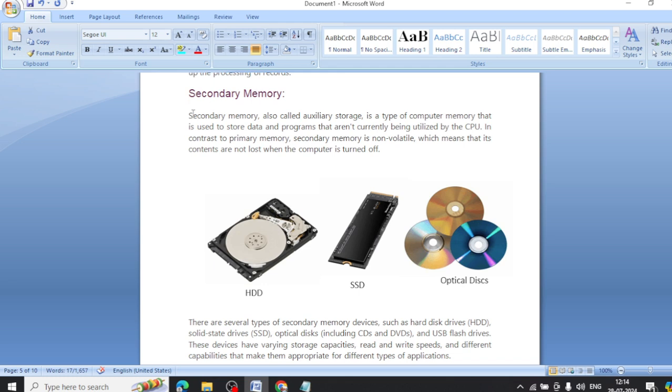Secondary memory. What is secondary memory? Secondary memory, also called auxiliary store, is a type of computer memory that is used to store data and programs that are not currently being utilized by the CPU. In contrast to primary memory, secondary memory is a non-volatile memory, which means that its contents are not lost when the computer is turned off.